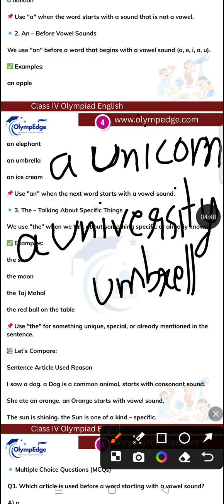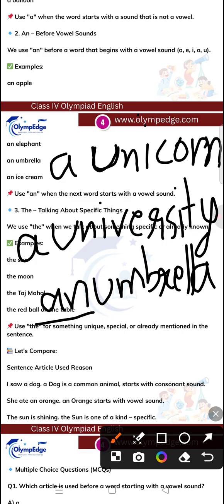Now in the case of umbrella, you see it is starting with the letter U, but the pronunciation is not starting with U. We are not saying 'yumbrella', right? We are saying 'umbrella'. It is a vowel sound, right? So in this case, we will be writing an umbrella.